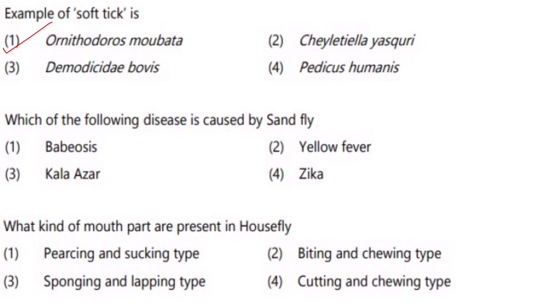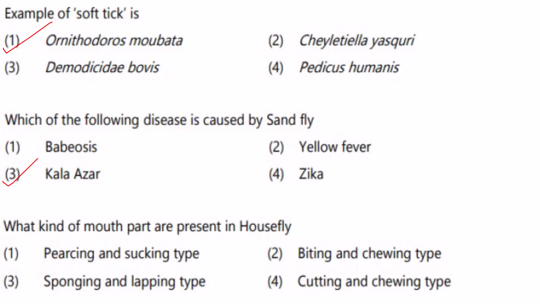Then next one, which of the following diseases is caused by sandfly? It is leishmaniasis, also known as Kala-Azar, and Kala-Azar is visceral leishmaniasis. So the disease caused by sandfly is option 3. Babesiosis is transmitted by black-legged tick or Ixodes scapularis. Then you have yellow fever and Zika, which are spread by the bite of infected mosquito, especially belonging to the Aedes species.